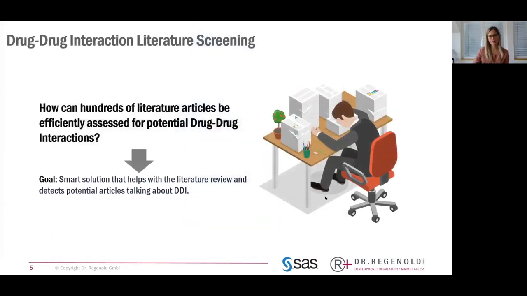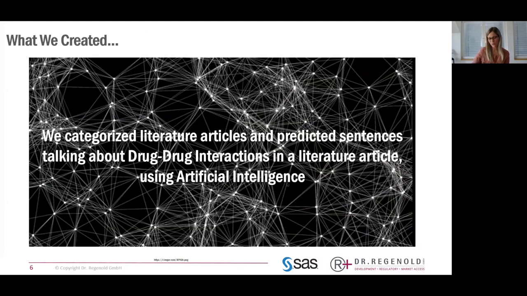Because currently, they have to do that manually. And we wanted to come up with a solution to help this poor guy who is sitting there scanning all these literature articles for potential drug-drug interactions. So we came up with a smart solution scanning these drug-drug interaction articles. How did we do that? We used artificial intelligence.